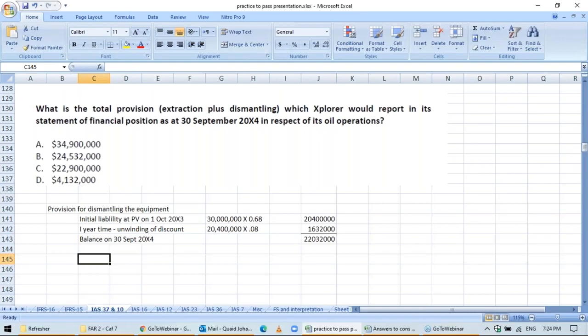Now the second liability is the provision for cleaning, they are restoring the seabed.